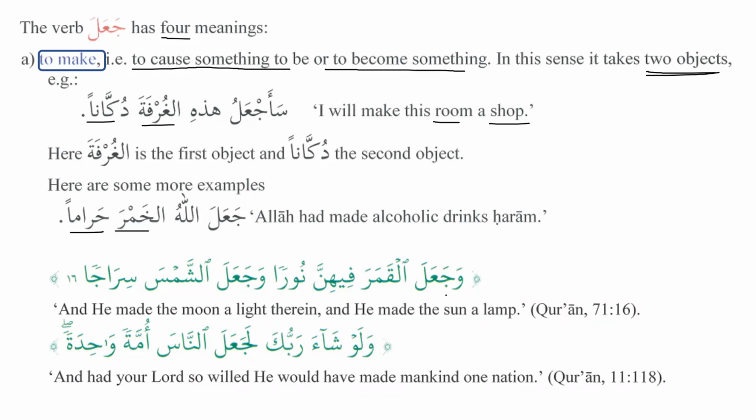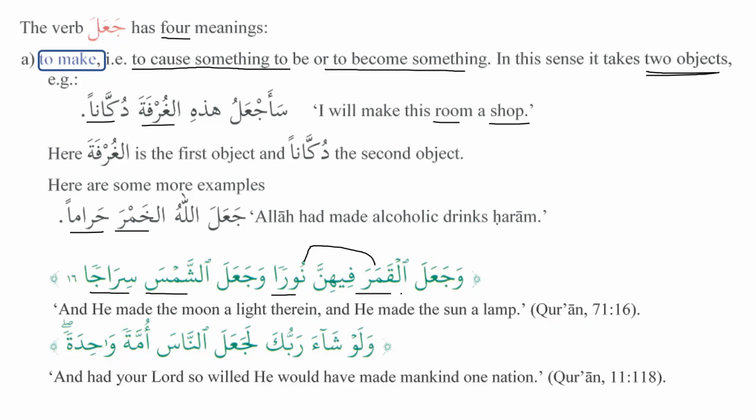And in the Quran we have وَجَعَلَ الْقَمَرَ فِيهِنَّ نُورًا وَجَعَلَ الشَّمْسَ سِرَاجًا. So what happened? Khamara and Qamara. Qamar and Noor, yeah. And Shams and Siraj. Okay, excellent. So he made the moon a light therein, and he made the sun a lamp.